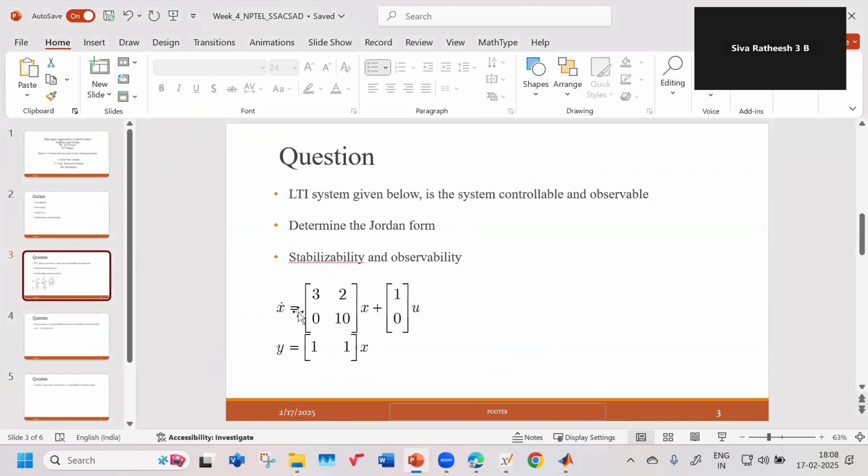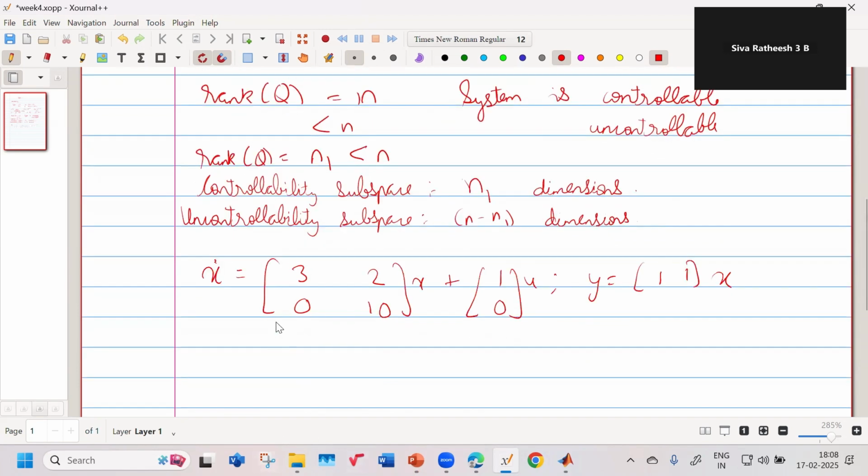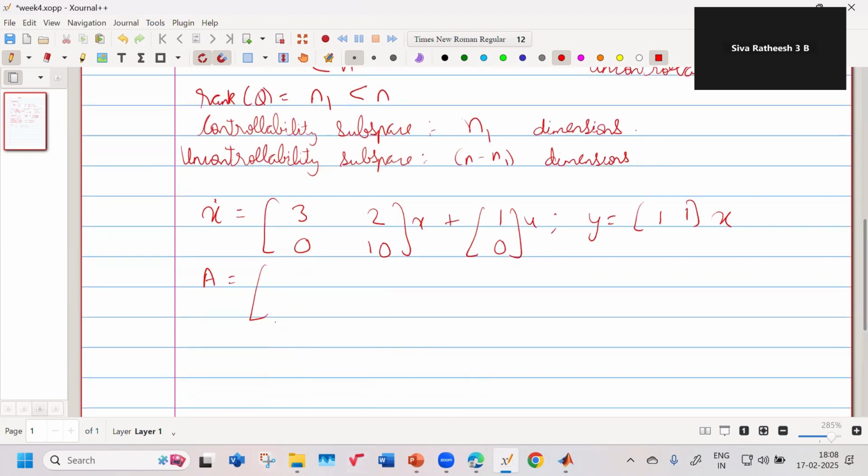So this is my LTI system: x dot is equal to [3, 2; 0, 10] x plus [1; 0] u, and y equal to [1, 1] x. So my A matrix here is [3, 2; 0, 10], my B matrix is [1; 0], and my C matrix is [1, 1].